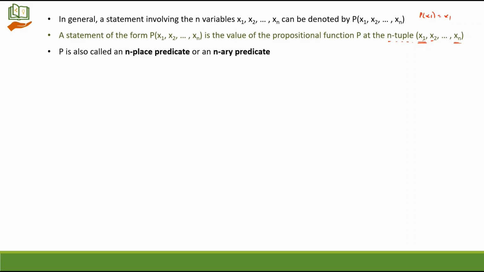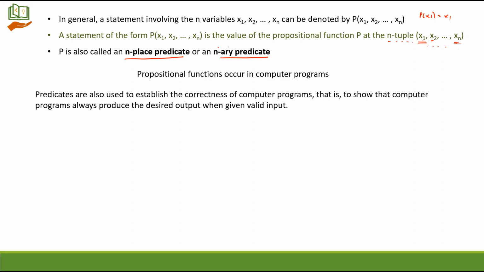P is also called an n-place predicate or an n-ary predicate. When we say binary, it is two-valued. When they say n-ary, it means 1 to n variables are involved here. Propositional functions occur in computer programs. Predicates are also used to establish the correctness of computer programs, that is, to show that computer programs always produce the desired output when given valid input. But we never care about valid input and all. We always expect only correct output.